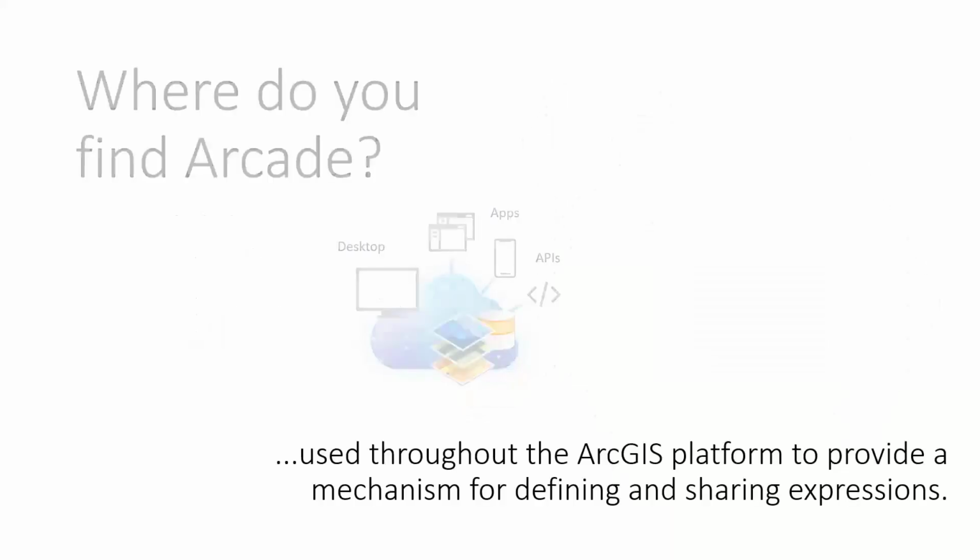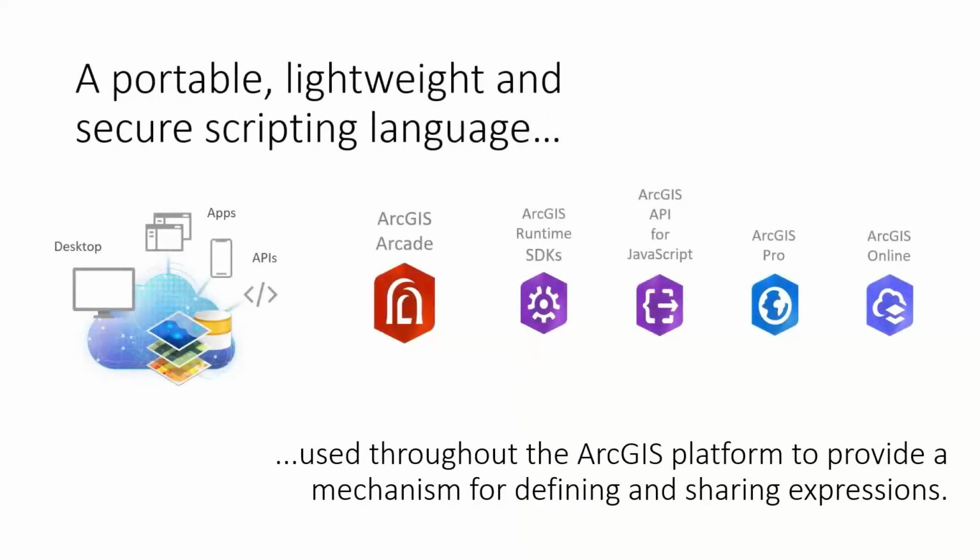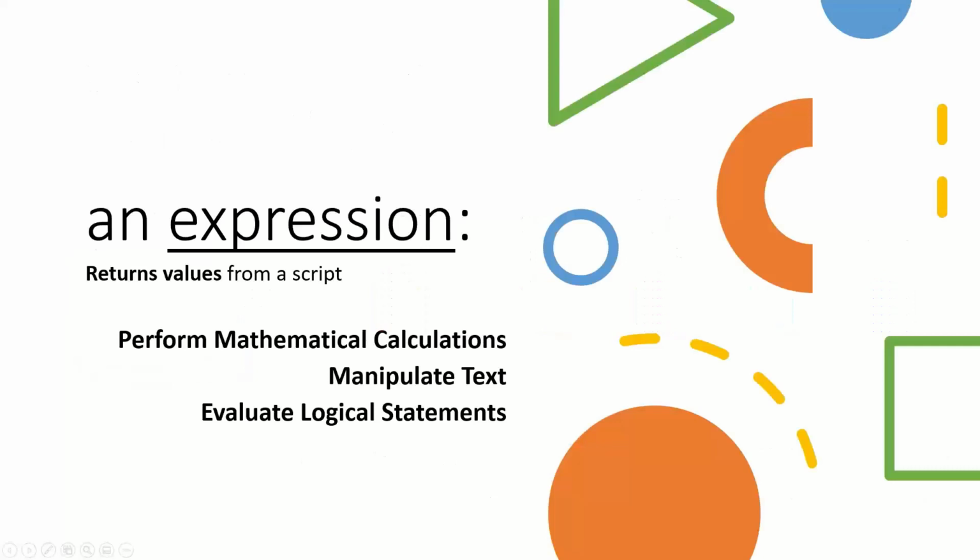So where do you find Arcade? Arcade is portable and lightweight and can be leveraged across the platform, from the runtime SDKs, the JavaScript API, ArcGIS Pro, and online. It is native to the ArcGIS platform and provides a mechanism for defining and sharing expressions. An expression is a script, a chunk of code, if you will, that returns a value. It can be as simple or as complicated as you need. Expressions are used to perform mathematical calculations, manipulate text, and evaluate logical statements.